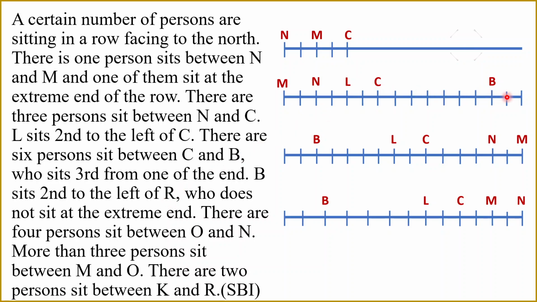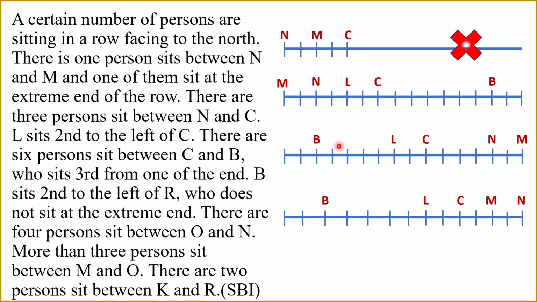So in case number 2, we have to place R here at the extreme right end because B is second to the left of R. Yes, but R does not sit at the extreme end, means case number 2 is also wrong.